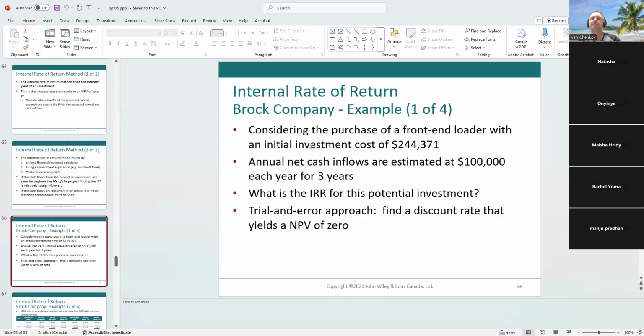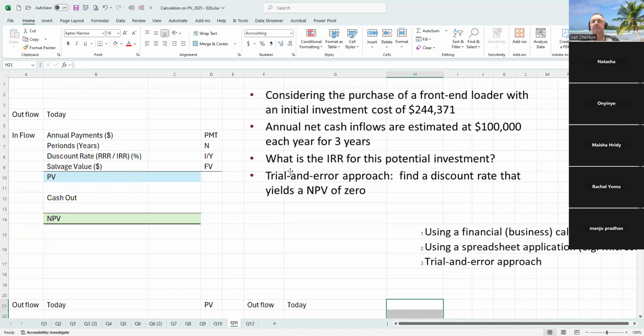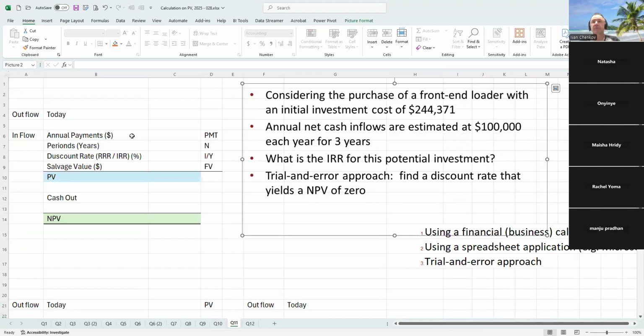So let's see this question now. Let's consider the purchase of the front-end loader with an initial investment cost of $244,371. Annual net cash inflow is estimated to be $100,000 for 3 years. What's the internal rate of return? It means at which point this project is going to give us a net present value of zero. Let's go back to the Excel spreadsheet and find this question. That should be here somewhere. Question 11. On question 11, what do we have to do?